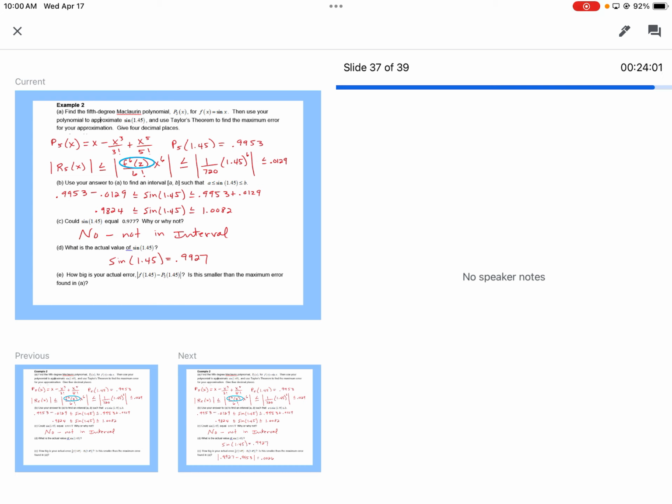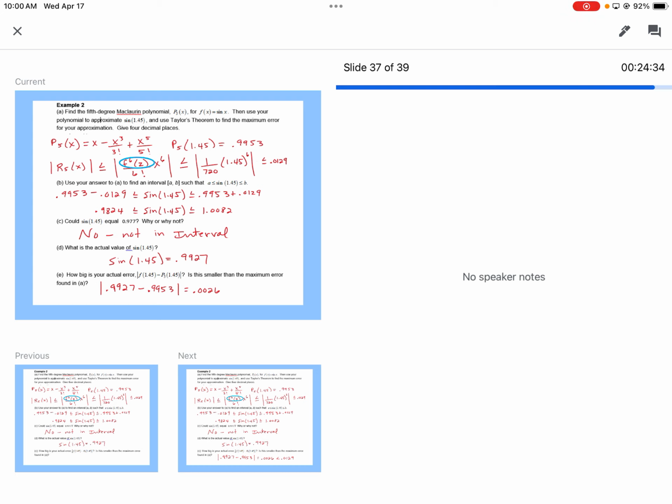How big is your actual error? F of 1.45 minus P sub 5 of 1.45. What is this asking me to do? Take the true value minus the estimate. But what's the absolute value do? Makes it always positive, right? So if I did that, I would get about 0.0026.